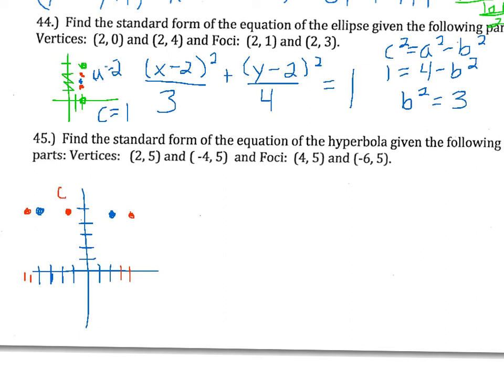And based off of this picture and where we know the center is, we can start writing the top of our equation. So we know this will be a horizontal hyperbola, so the x value will go first. So we have x plus 2 squared minus y minus 5 squared equals 1. A, again, is the distance between our center and our vertices. So the distance between -2 and 2 is 4.